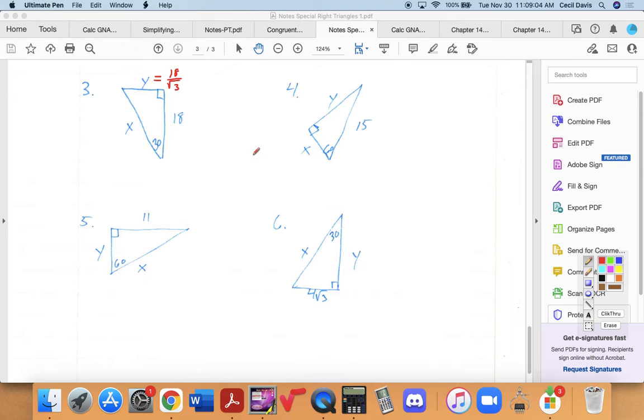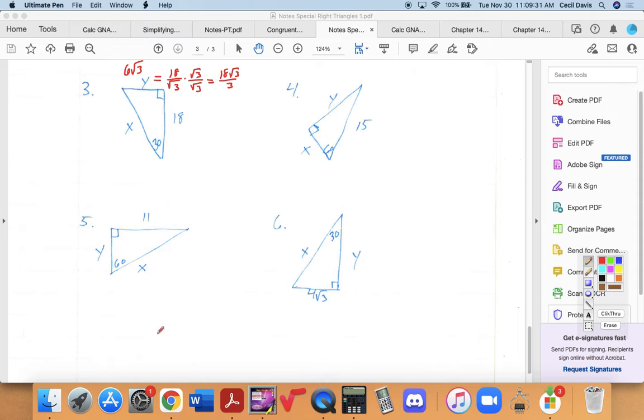Remember how to work that out? Times the square root of 3 on both sides, denominator and numerator. Multiply by the square root of 3 over the square root of 3. So it's 18 square roots of 3 over 3, which simplifies to 6 square roots of 3.